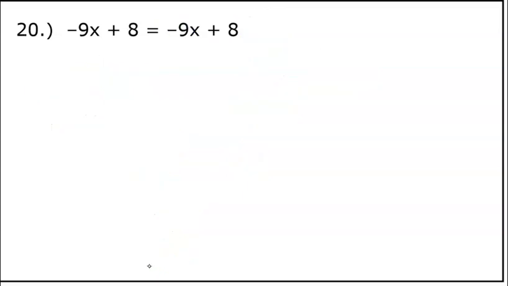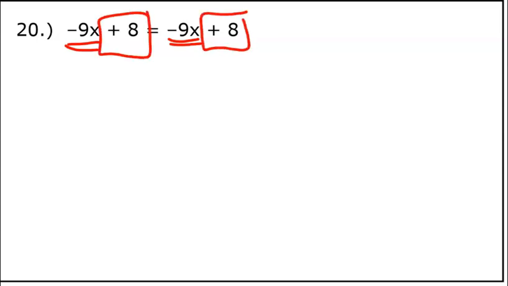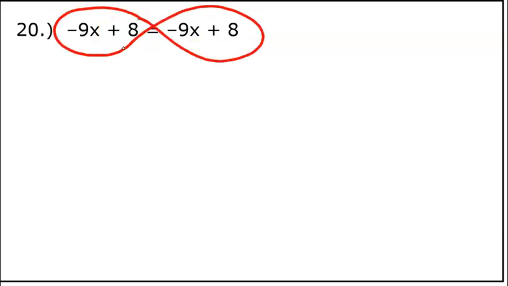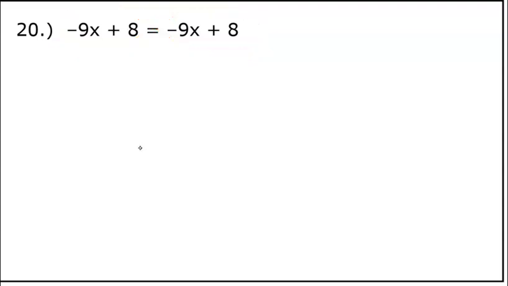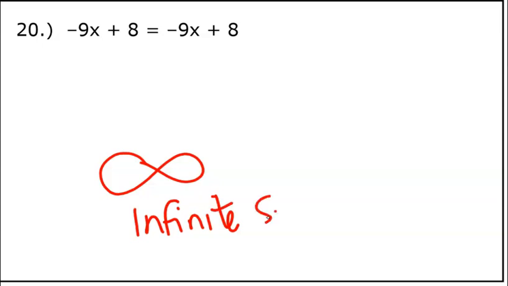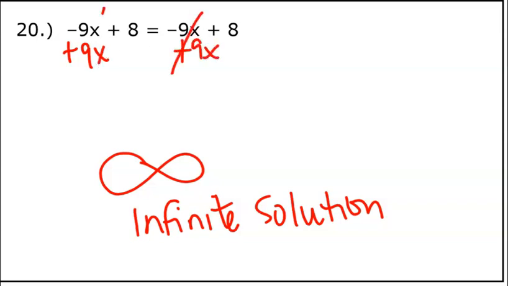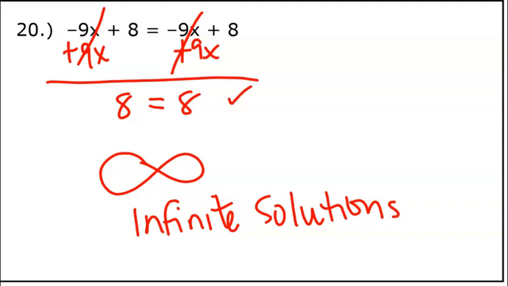In my last example, you may notice I start with a similar pattern. I have matching variable terms, but this time I also have matching constants, and that means the left side and the right side are a perfect match. You see it? Infinite solutions. And the proof is, when I add 9x to both sides, and my x's entirely disappear, my remaining statement is true. And that concludes homework number 8.